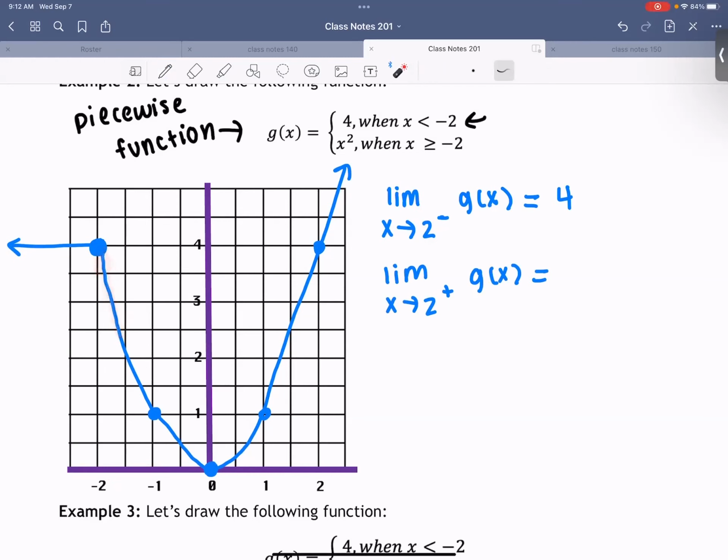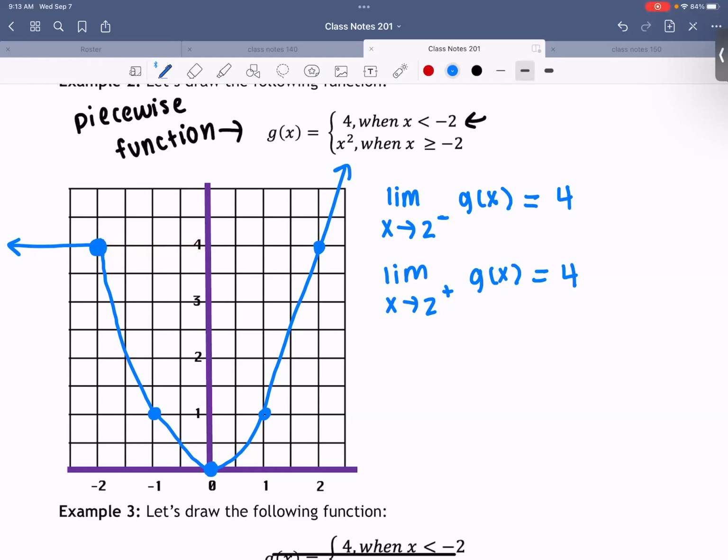4, right? If I plugged in -1, I'm getting 1. Okay, that's not close to 4. If I plugged in -1.5, I'm going to get something around 2, getting a little closer. If I plugged in -1.9, I would get something really close to 4. If I plugged in -1.999, I would get something extremely close to 4. And I would expect this function to reach the y value 4 if I'm going from the right as well.